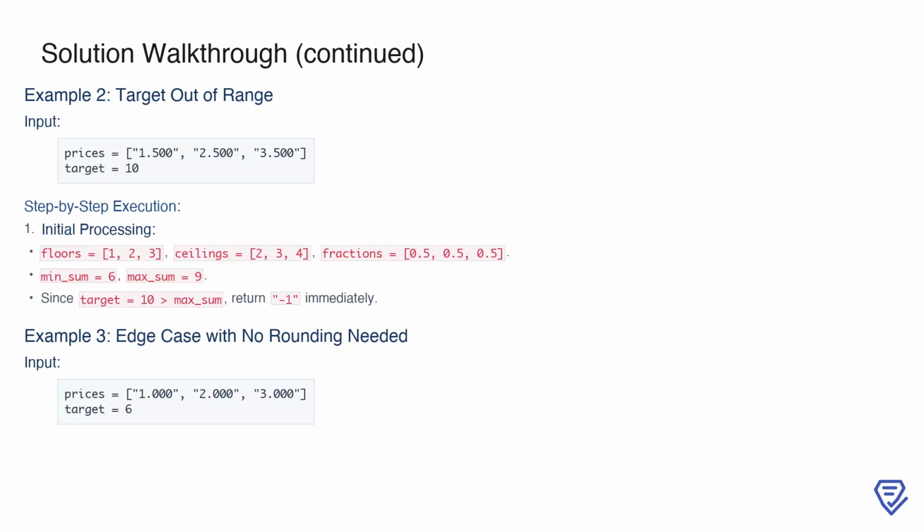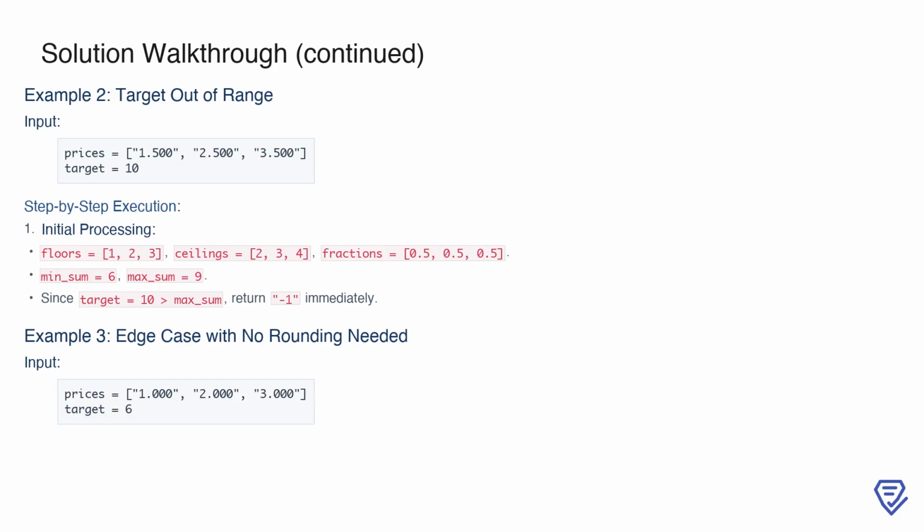In our second example, we examine a case where meeting the target is impossible. The input prices are 1.500, 2.500, 3.500, and the target is 10. After processing the prices, we calculate the floors as 1, 2, 3, the ceilings as 2, 3, 4, and the fractional parts as 0.5, 0.5, 0.5. The minimum sum of the floors is 6, and the maximum sum of the ceilings is 9.